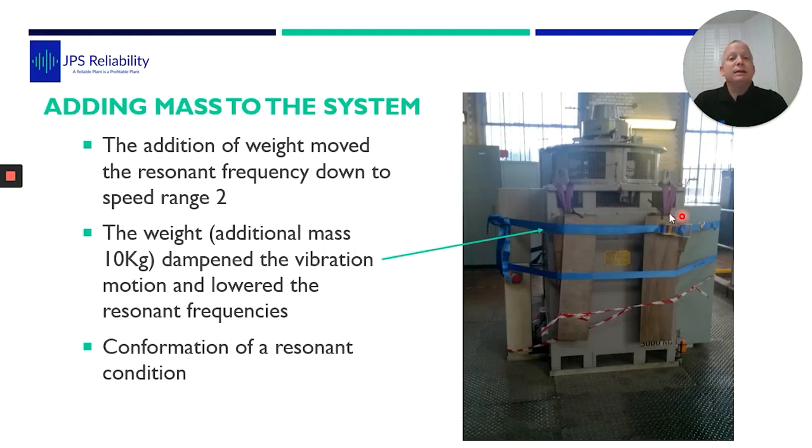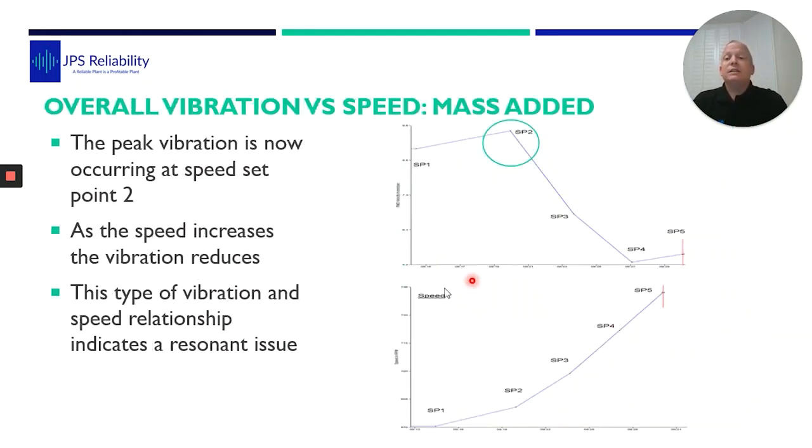So we had 10 kilogram weights around there. This is a trend. So here you can see the speed going up. So as the speed goes up, the vibration increased and then it came down. Whereas before on this particular pump, it is actually higher speed, set point 3. So this type of relationship with the speed and the vibration, and the fact that we added a mass and it changes it, speed changes it, it is a resonance frequency. It's not misalignment like people have been saying, it's caused by a resonance.